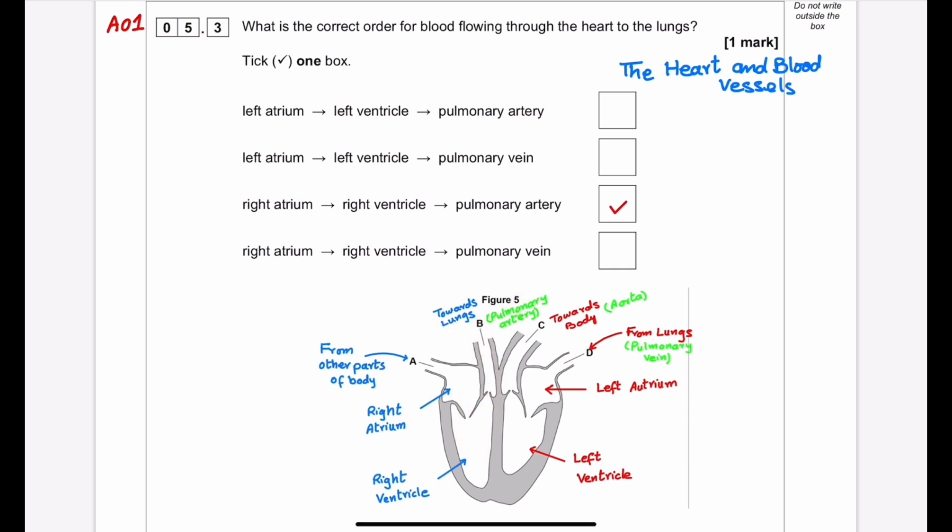Whereas aorta is responsible to carry the blood to the rest of the part of the body. So order is the right atrium, the right ventricle, and towards the pulmonary artery. So this is the correct option.